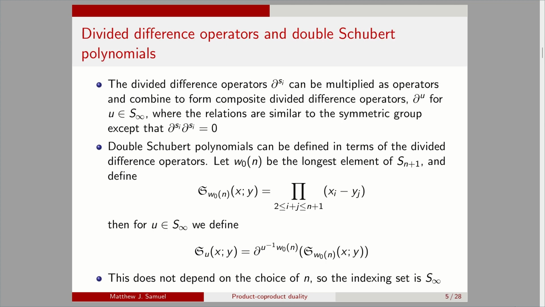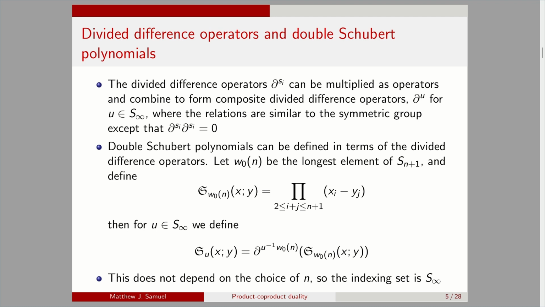So we can multiply the divided difference operators together and combine them to form composite divided difference operators partial_u, so they're indexed by the symmetric group. And the relations on the divided difference operators are similar to those of the adjacent transpositions in the symmetric group. The only difference is that the divided difference operator squared is 0.